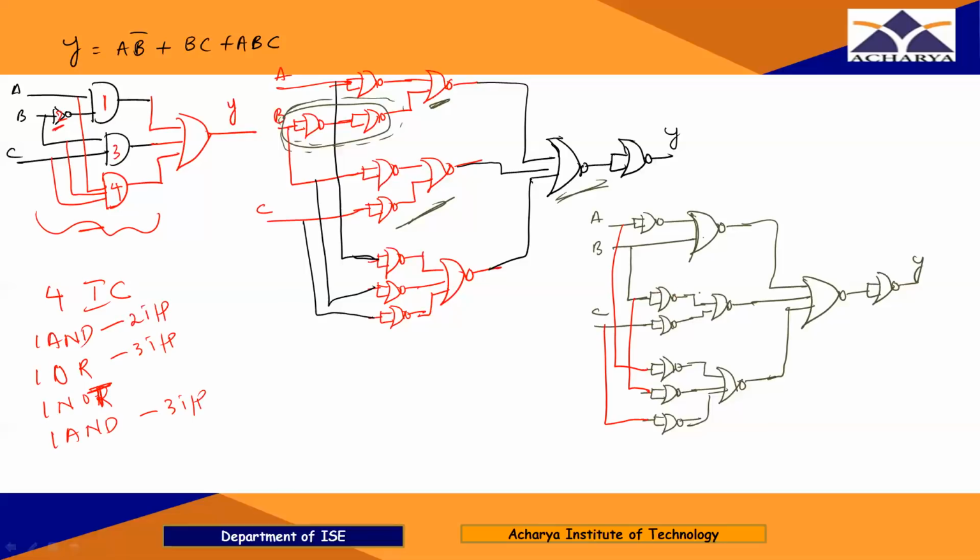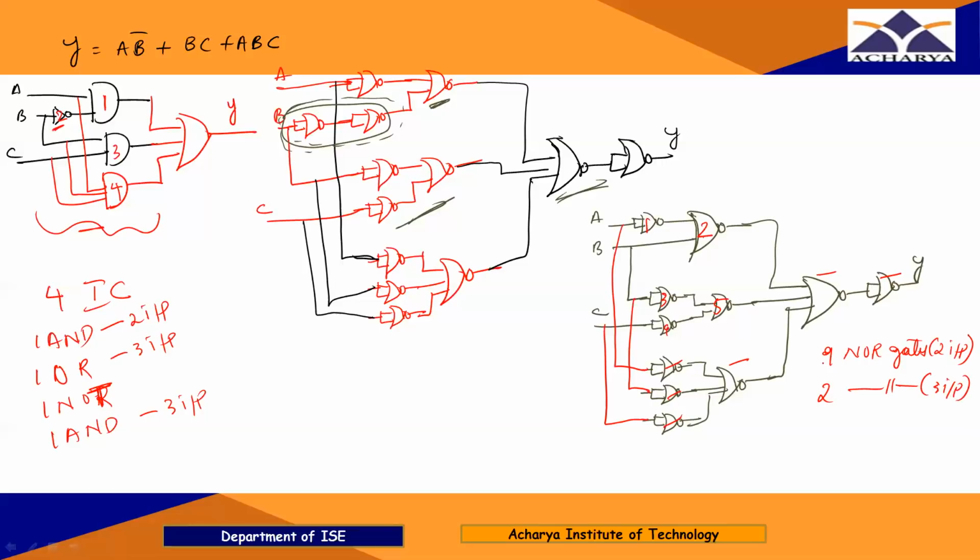Now same thing if I realize using NOR gate. So here count how many gates are there of 2 inputs. 1, 2, 3, 4, 5, 6, 7, 8, and this is 9. 9 NOR gates of 2 input, right? And how many 3 inputs? So this is 1 and this is 2. 2 gates are of 3 inputs, right?